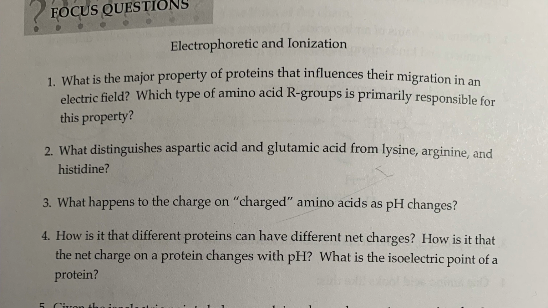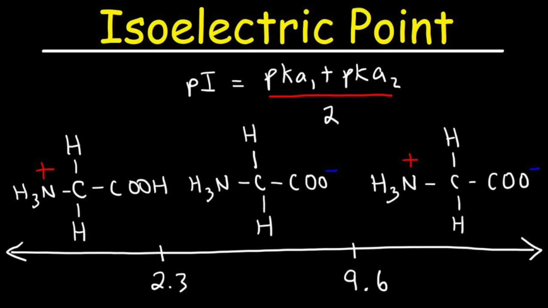Anyways, what is the isoelectric point of a protein? The isoelectric point of a protein is the point at which a protein has no net charge. So that is the pH at which a protein will have a neutral amount of positively and negatively charged ions in its structure.